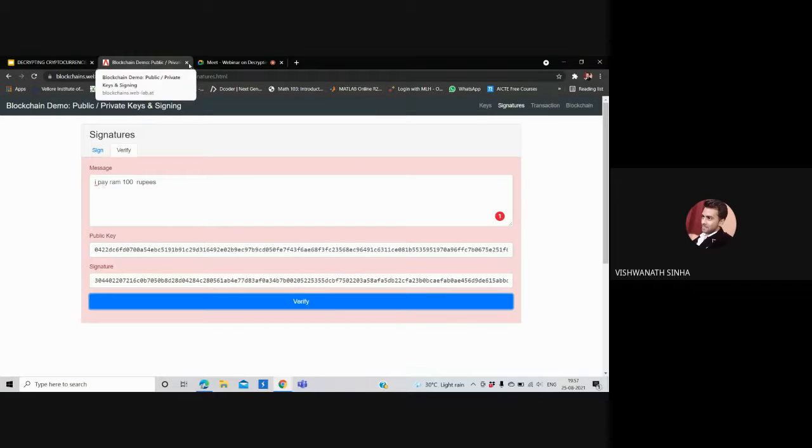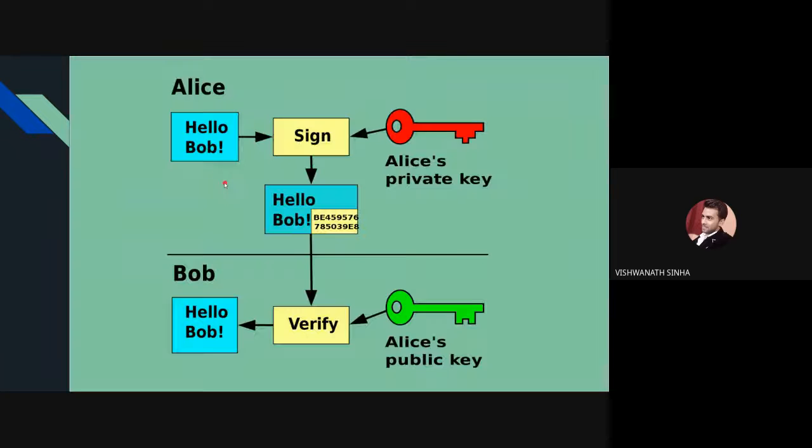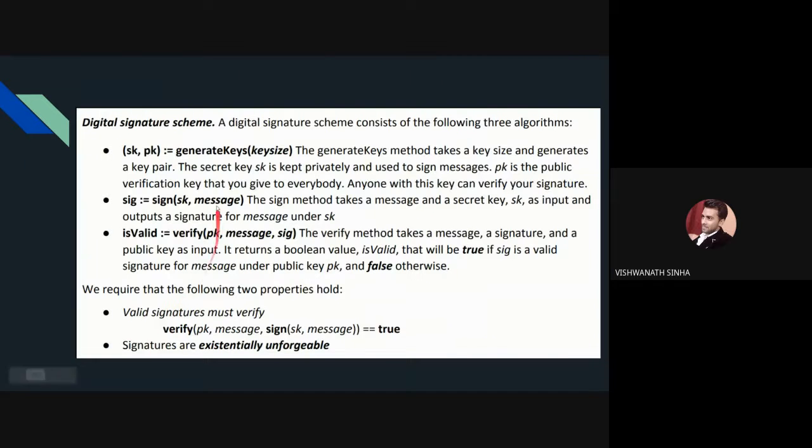Okay. So let's go back. Here is what I mentioned, the basic analogy to a digital signature. This is the same as what we looked at here. Alice is sending a message, "Hello, Bob." She is signing the message with her private key, and this is the kind of hash which is generated. This is Alice's public key, and Bob, with that public key, verifies the same message, and he is able to read it. Yeah.